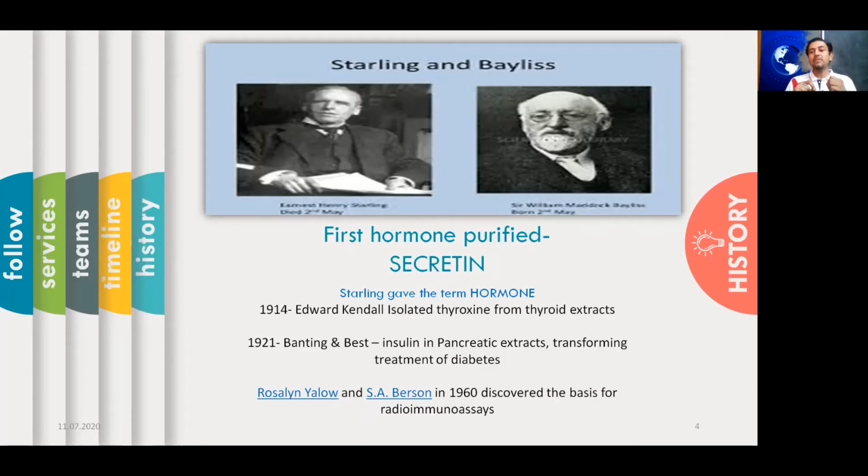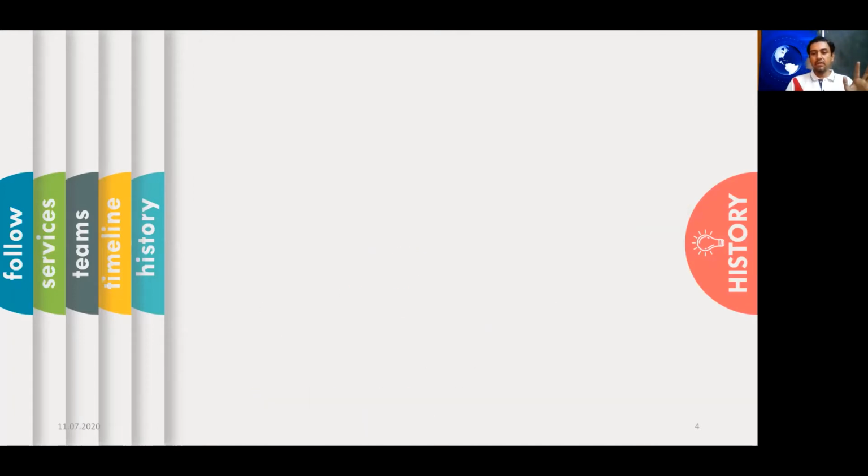This is a question which is asked in competitive exams: which of the following techniques is used to detect the presence of hormones in blood? The answer is radioimmunoassay. There are different types of radioimmunoassays which are used for the detection of hormones. The first hormone to be purified was secretin.